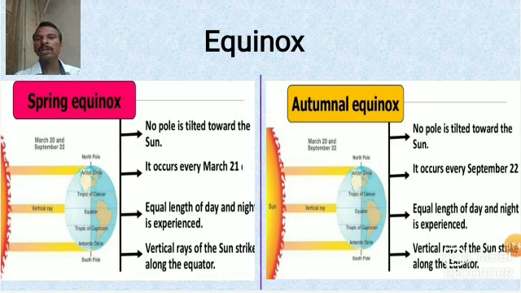In spring equinox, vertical rays of the sun strike along the equator, and in autumnal equinox also, the vertical rays of the sun strike along the equator. So at both the points, the north pole and the south pole are straight. The sun rays shine directly on the equator and other parts also. Hence, half of the earth experiences the day and half of the earth experiences the night, but the length of the time of day and night are equal.